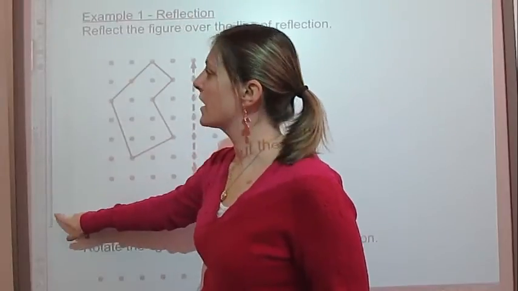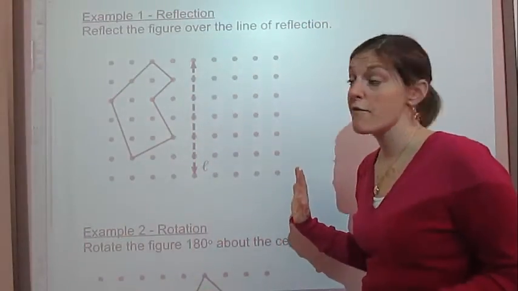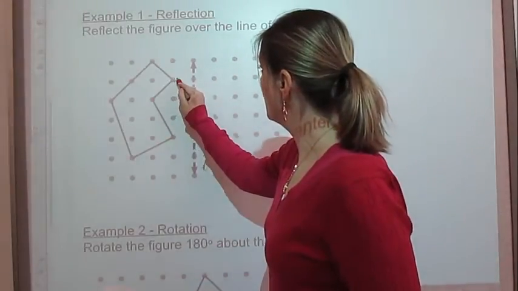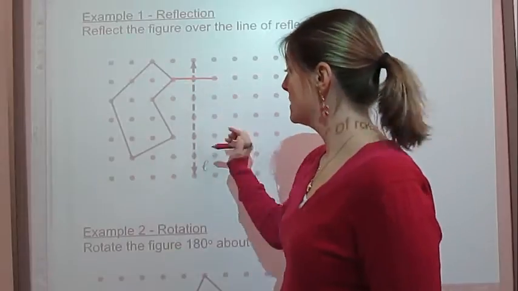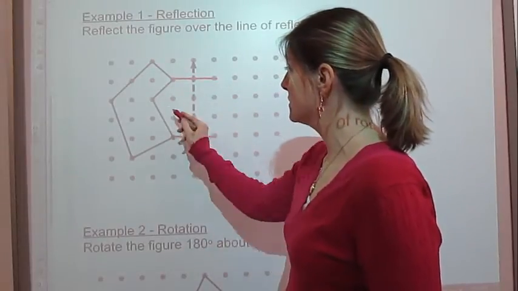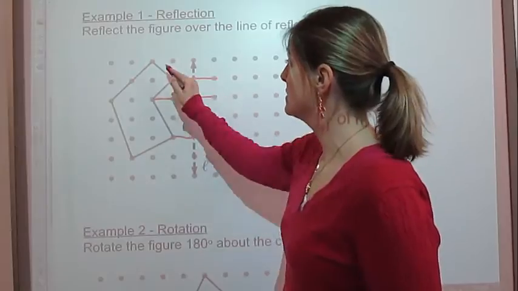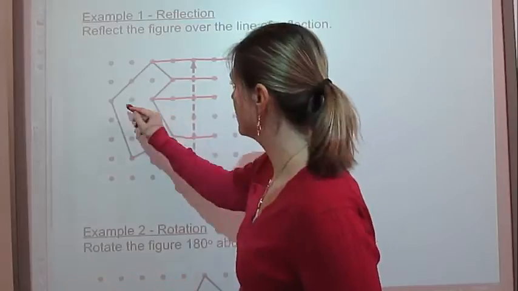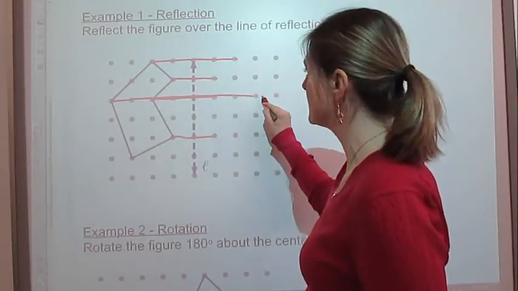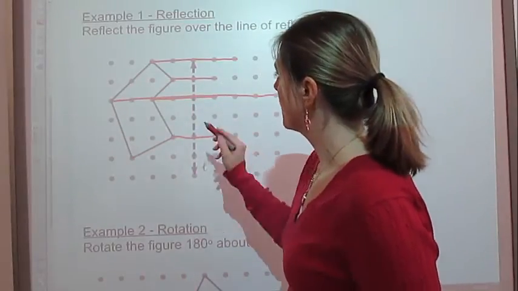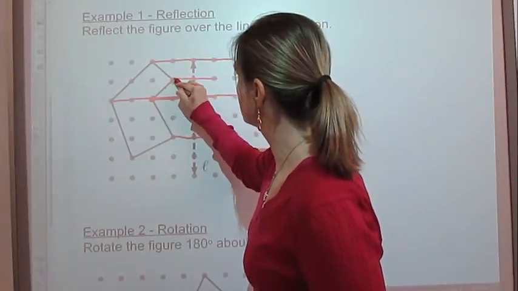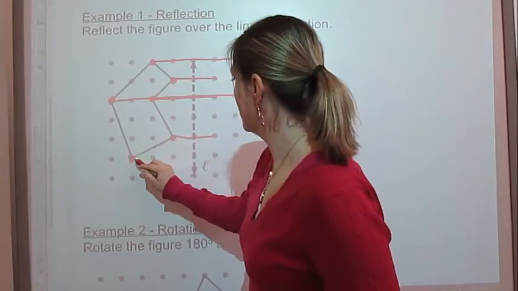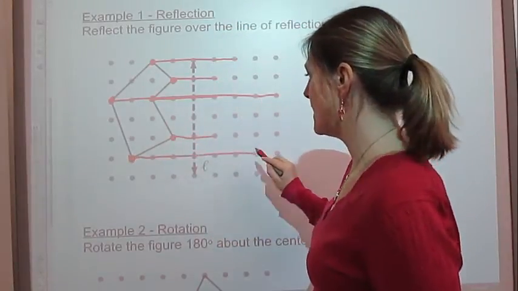All right, so let's take a look at a couple of examples. First let's do a reflection. We're just reflecting over this line of reflection. So we know we want to go perpendicular, the same distance away, for each point. All right, so we've got this one, this one, this one. Here are all the points in the original, and we need to do that one, same distance away.